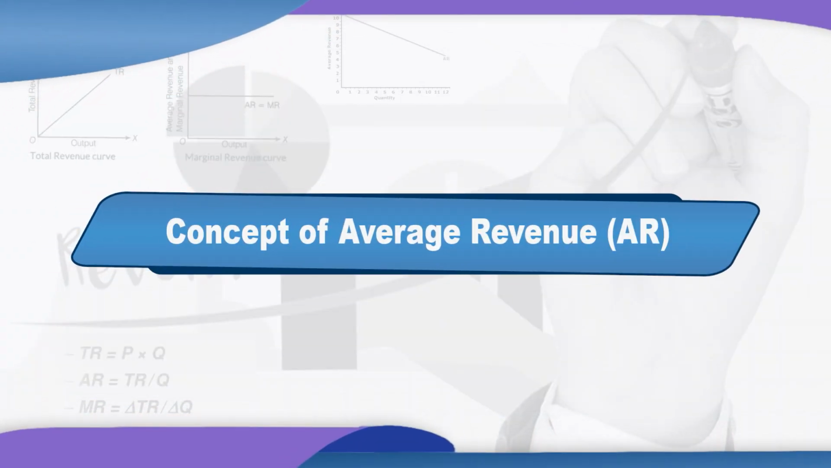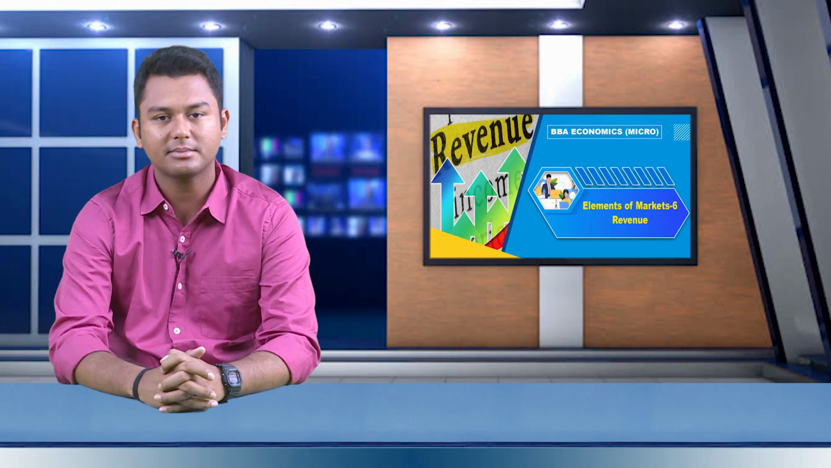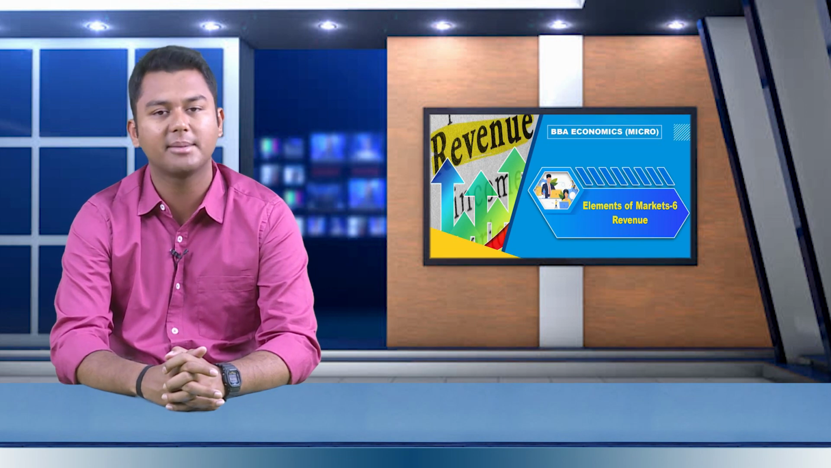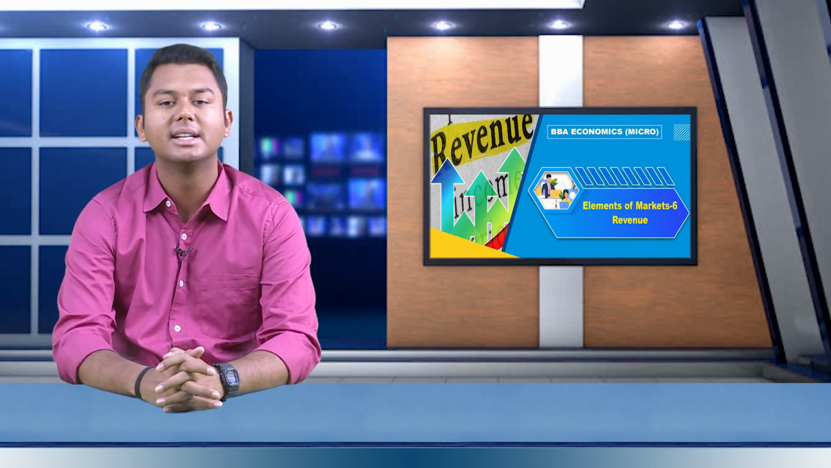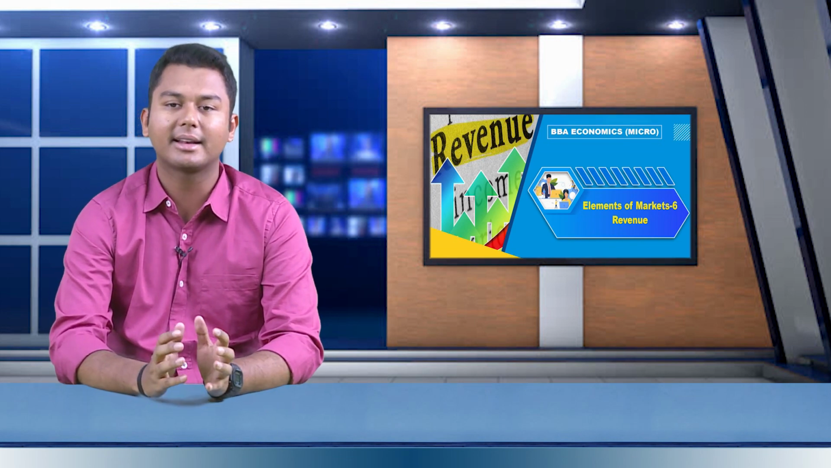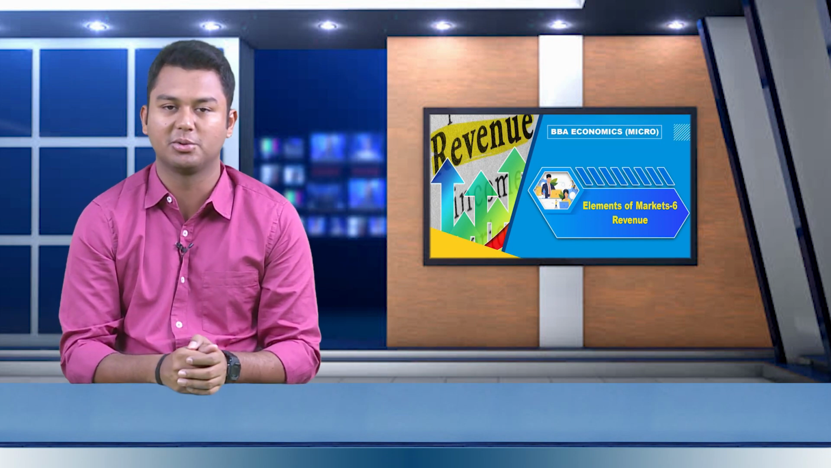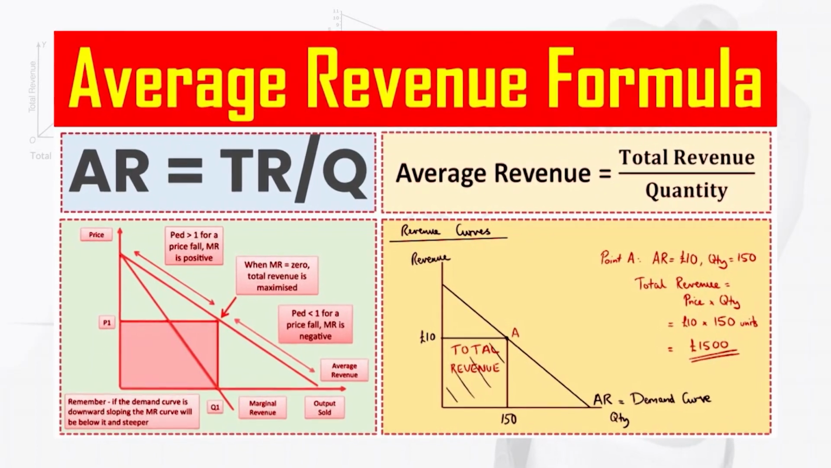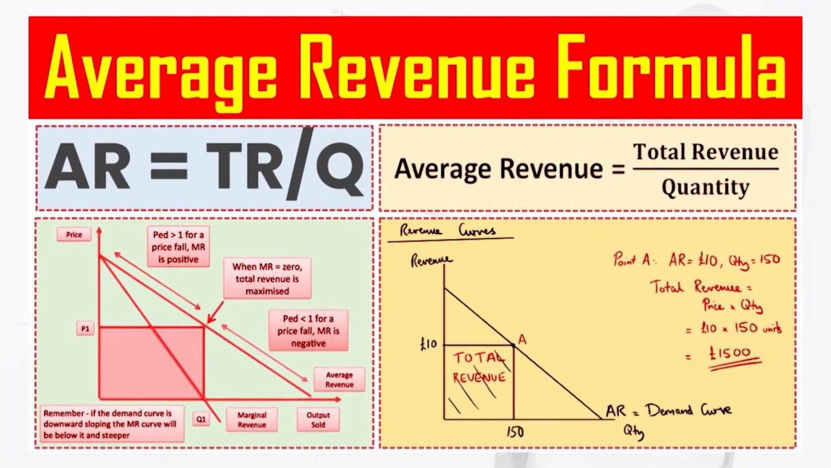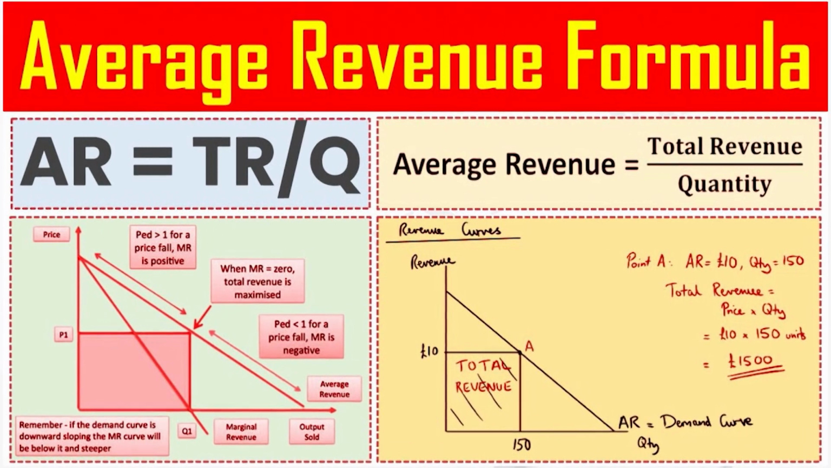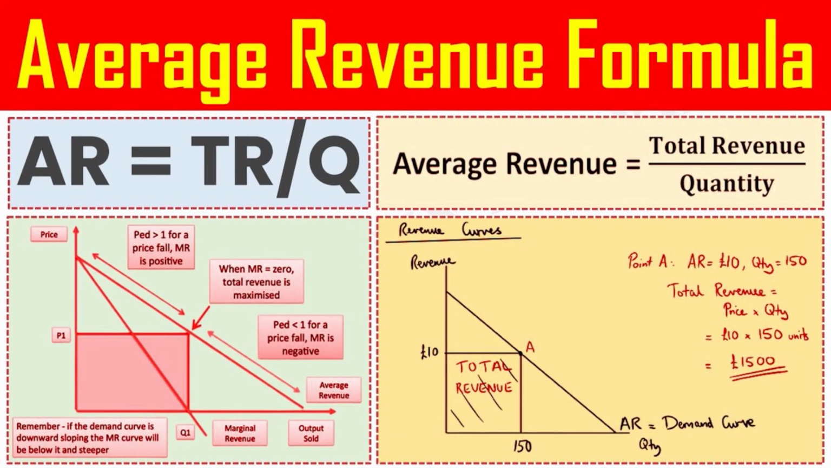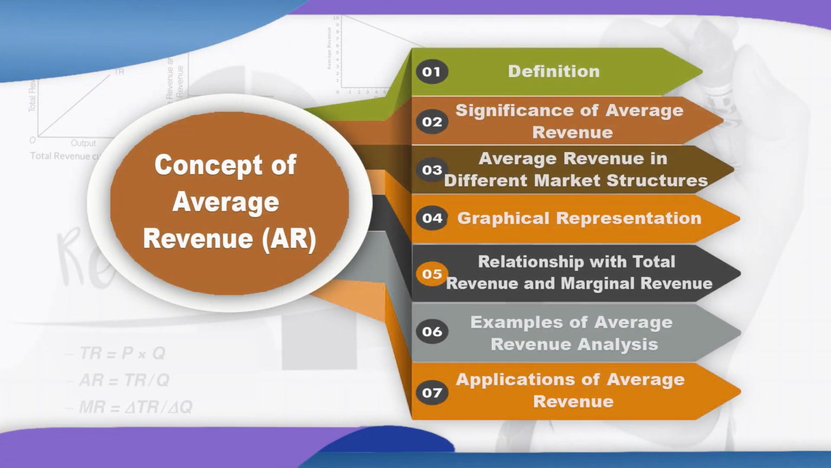Now we move to the concept of average revenue. So, average revenue is a fundamental concept in microeconomics that refers to a firm earning revenue per unit of output sold. Understanding this concept is essential as it helps in making pricing decisions and production decisions as well. Let us look at it in detail.